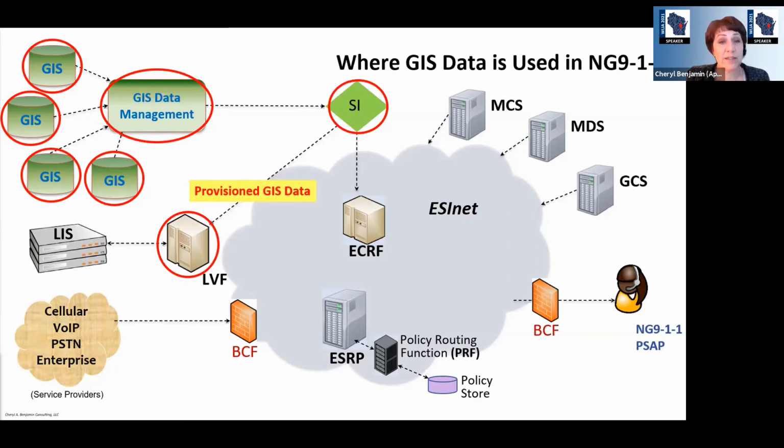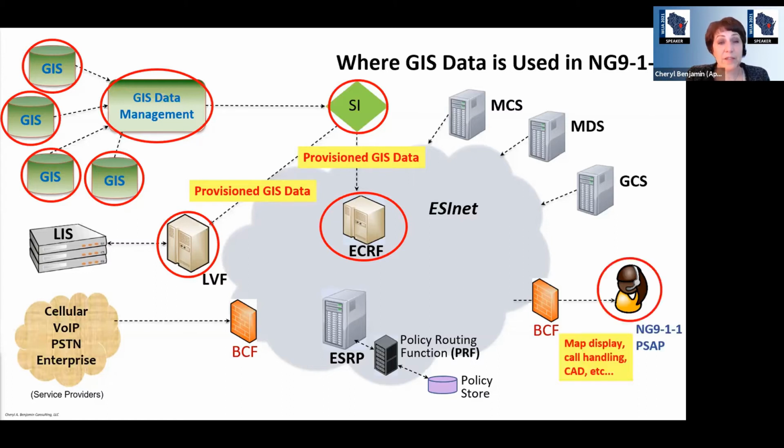Now that exact same GIS data is also going to be provisioned into the ECRF. That's the emergency call routing function. So that when a call is received from a device that has dialed 911, it can be routed to the correct PSAP. And then that same GIS data is also going to be used in the PSAP for your map display, call handling, and for dispatch purposes.